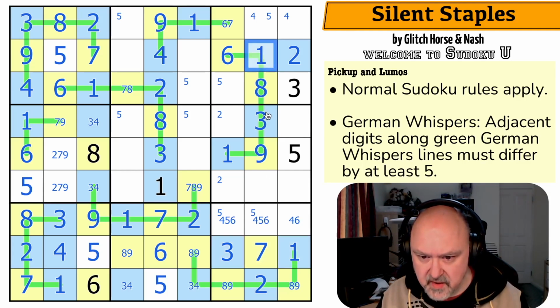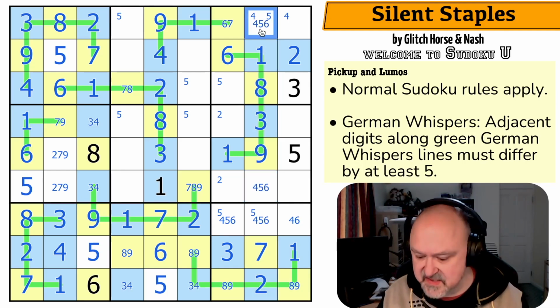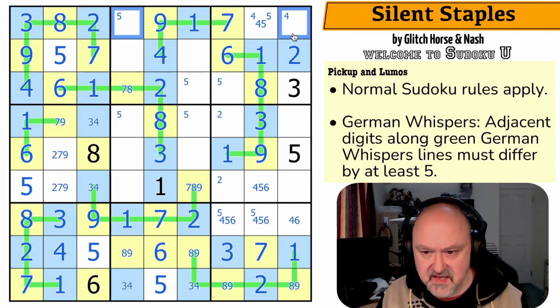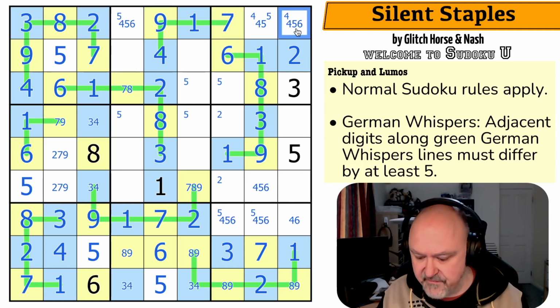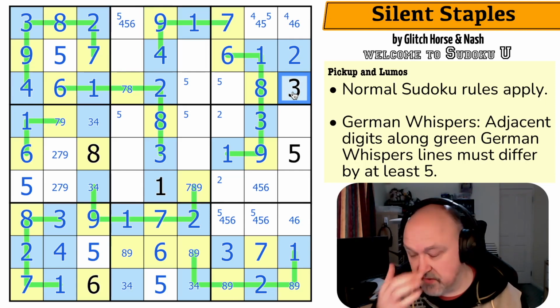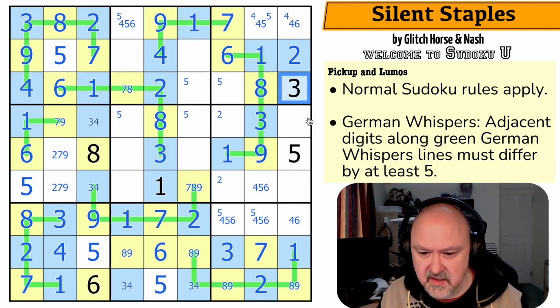Okay, so 1, 2, 3, 7, 8, 9. These are 4, 5, and 6. That's not a 6. Oh, the 6 makes that the 7. 1, 2, 3, 7, 8, 9. These are 4, 5, and 6, and there's no 5 there. So that's a 4, 6 pair. So 1, 2, let's mark these. I think I had that marked last time, and I forgot to mark it when I transposed over, so sorry about that. Anyway, 1, 2, 3, 4, 5, 6.